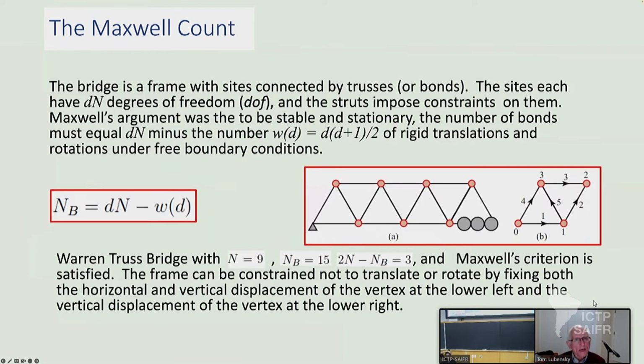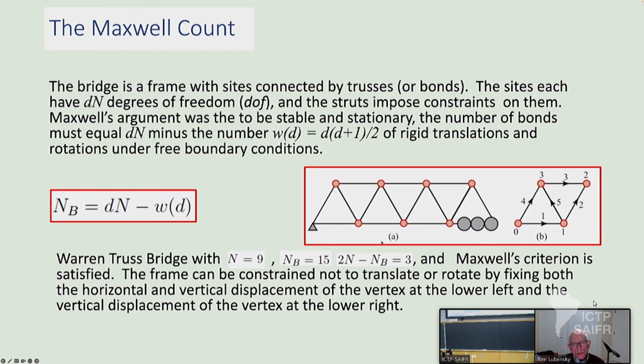Oh, I see, I can't correct it here. I thought I was gonna correct. This should be that, to be stable and stationary, the number of bonds must equal the number of degrees of freedom minus the number of rigid translations and rotations, which is d times (d+1)/2. So he said that N_B had to be dN minus that.